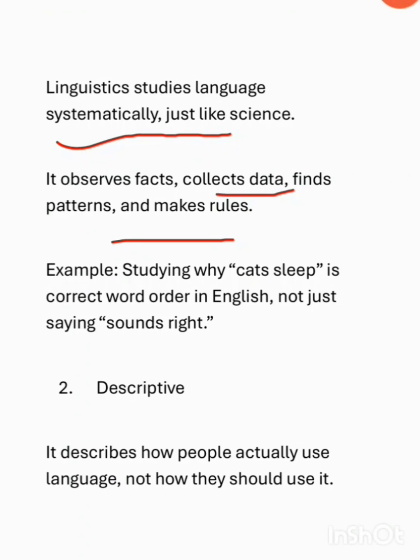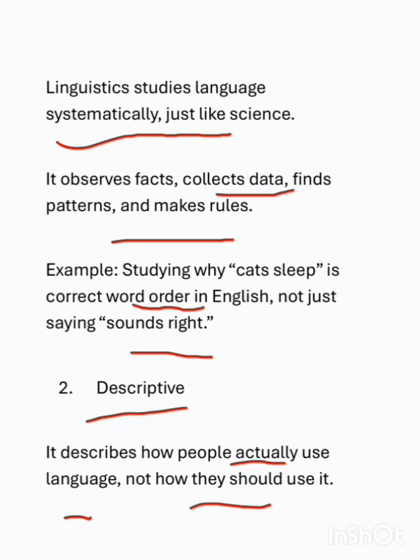So we don't just study that it sounds right, but we study the structure, or order, or the rules of it. Then descriptive. So language is not prescriptive, it is descriptive. What does that mean? It means how people actually use language, not how they should use it. So we should not say that this is wrong or this is right, but study how people use it.